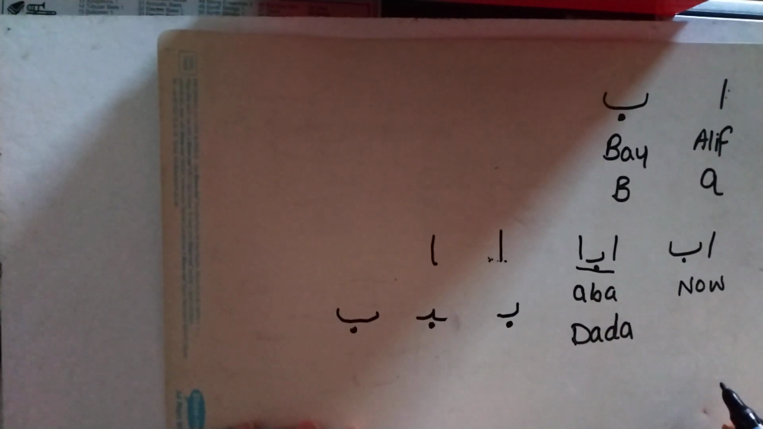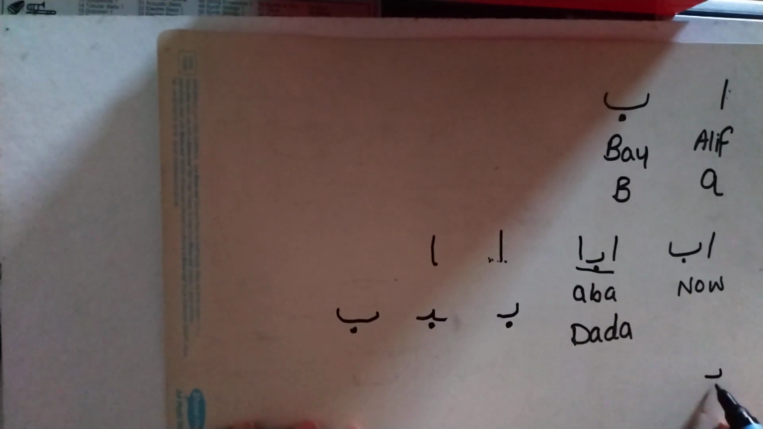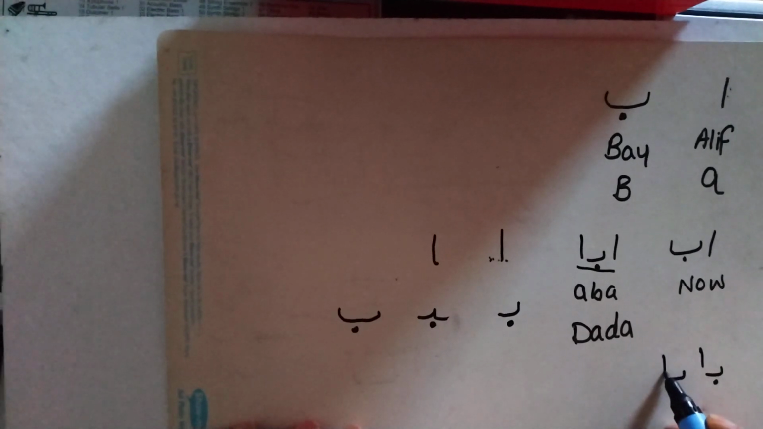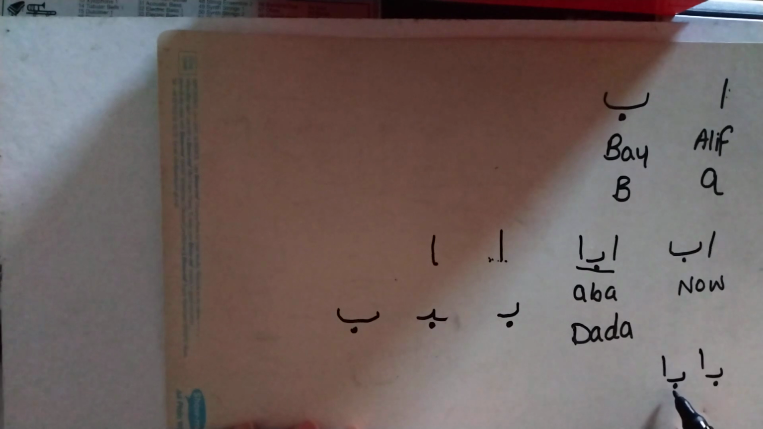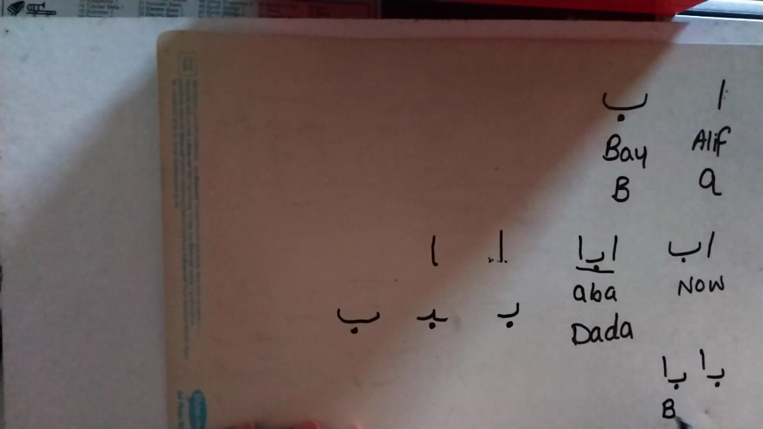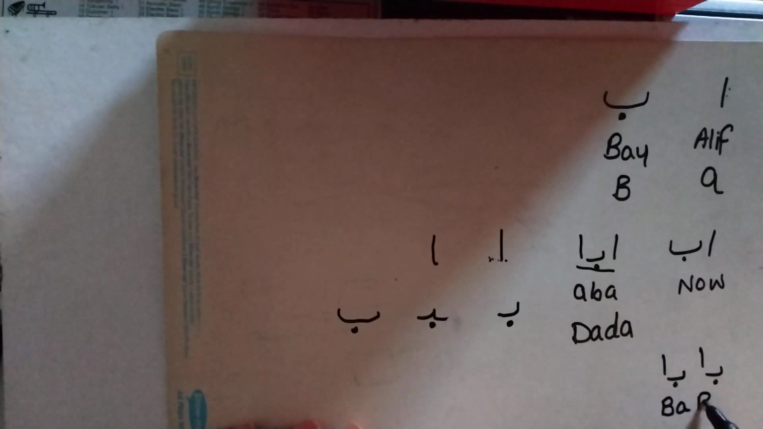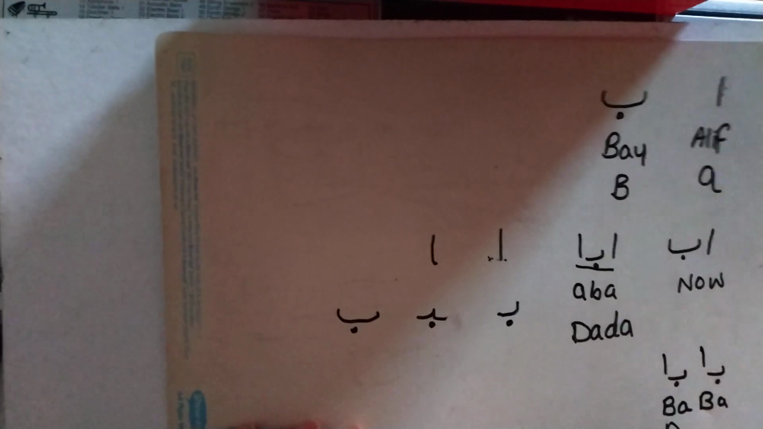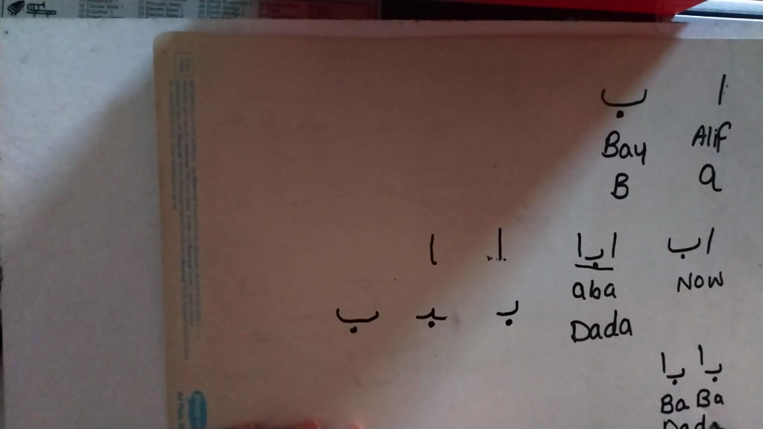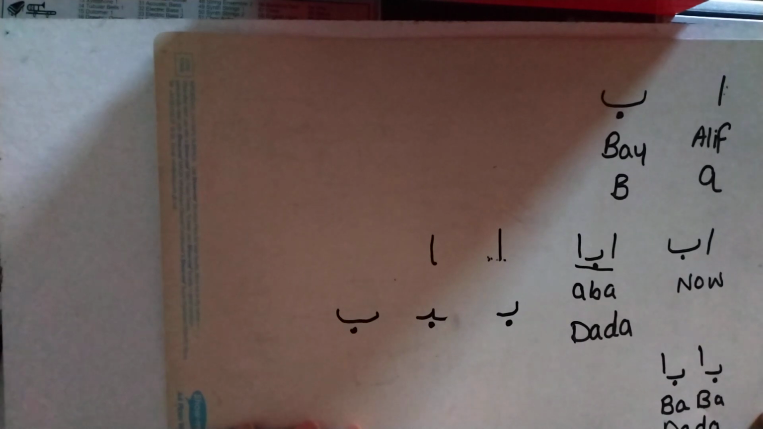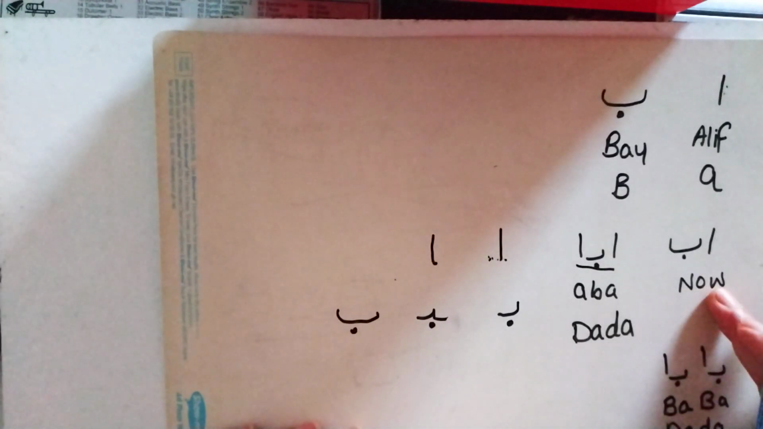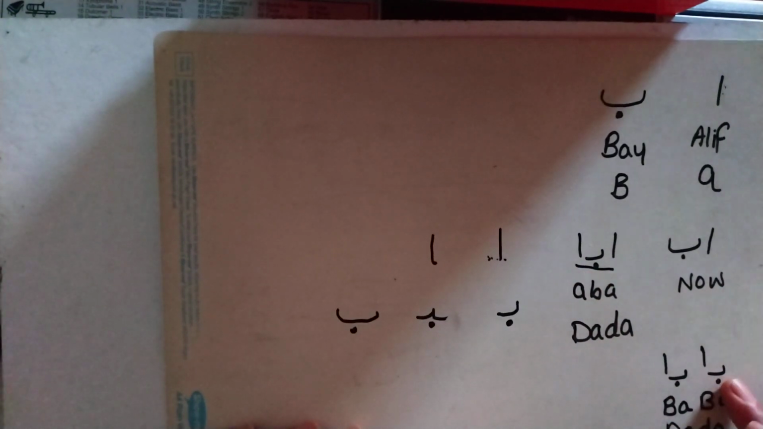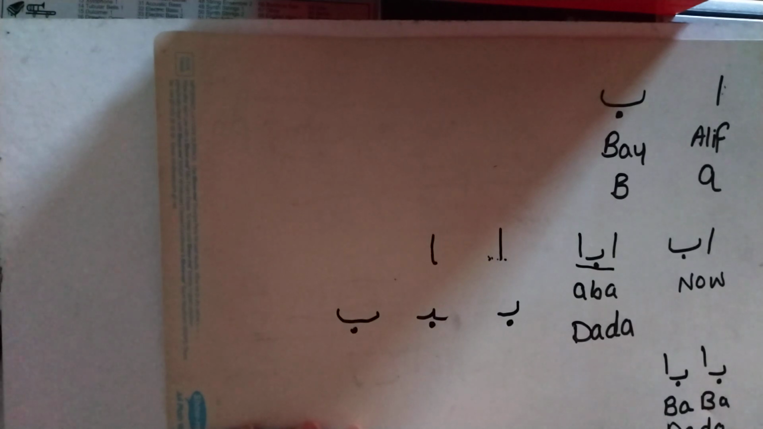If you say B, Alif, B, Alif, you get Baba, which means dad also. So you got three words. Ab, now. Abba is dad. Baba is a dad or old man.